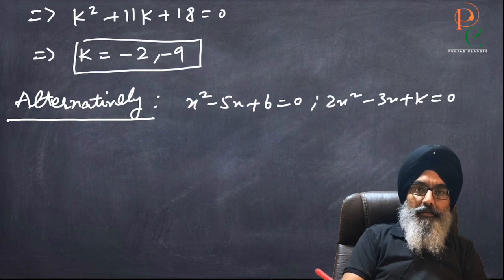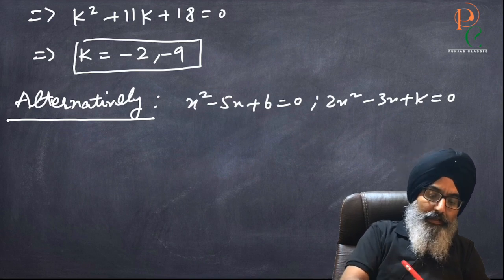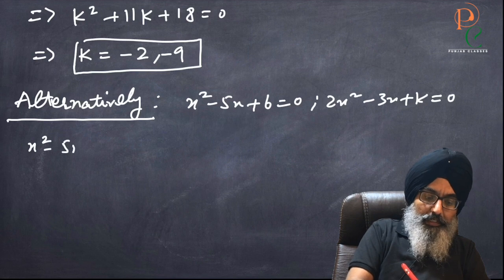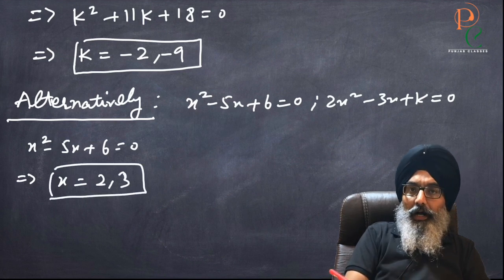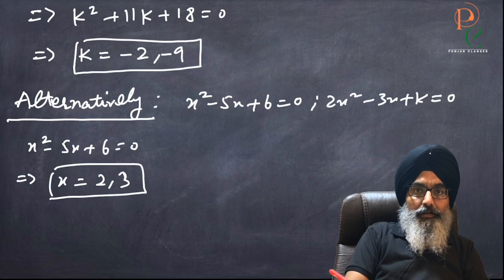What we can do is we can find the roots of the first equation and thereby use them in the second equation. That is, I solve the first equation, x square minus 5x plus 6 equals to 0, and I get the values of x as 2 and 3. Now these values of x will also be the values of the second equation, as the two equations have one root common. So we take here two cases.